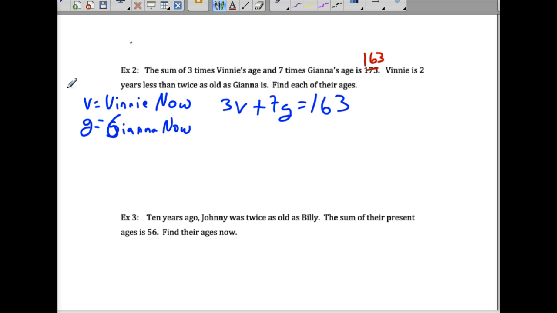All right, we're at the second equation. Vinny is 2 years less than twice as old as Gianna is. Henry, what's that equation? V equals 2G minus 2. Very good.